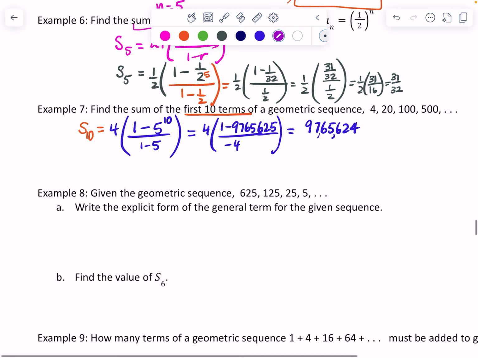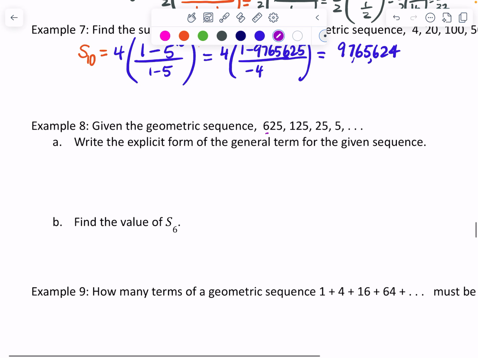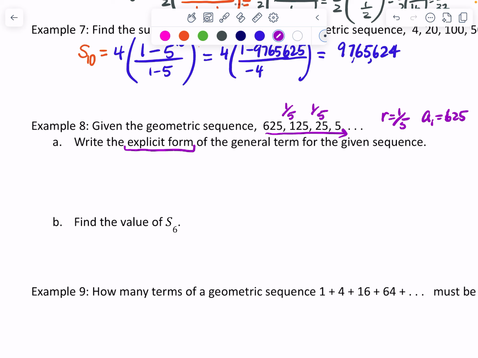Then next question here, which is example 8. Also a geometric series. As you can see, we're multiplying by 1/5 every time. So r is 1/5. The first term is available. Let's see what the question's asking. It's asking to write the explicit form of this sequence.